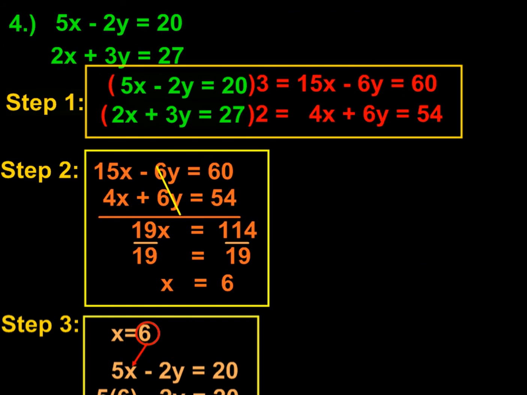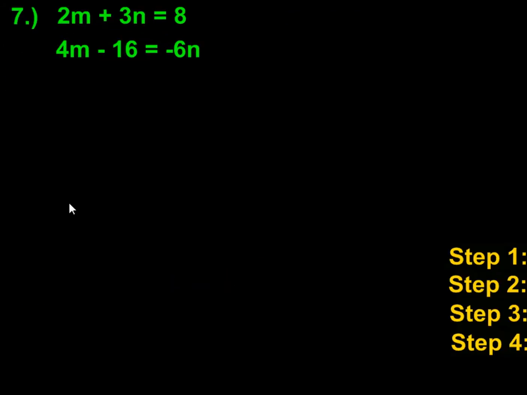Okay, let's take a look at another problem. A problem that looks similar but is actually in reality very different. So we have 2m plus 3n equals 8. We have 4m minus 16 equals negative 6n. Well, the first thing that jumps out at me is the order of this, the way it's set up.